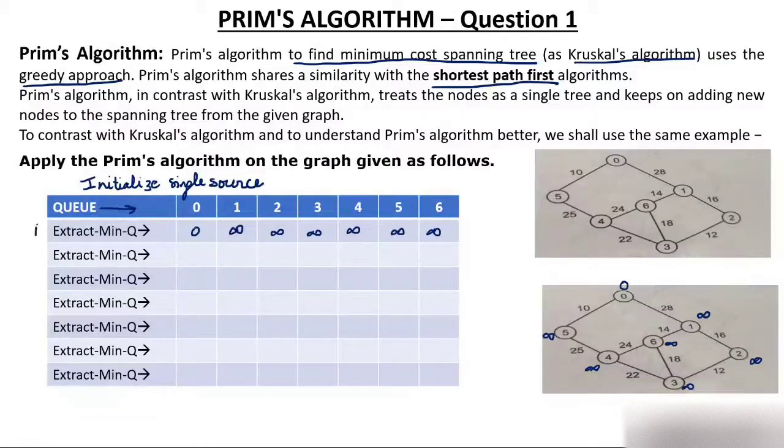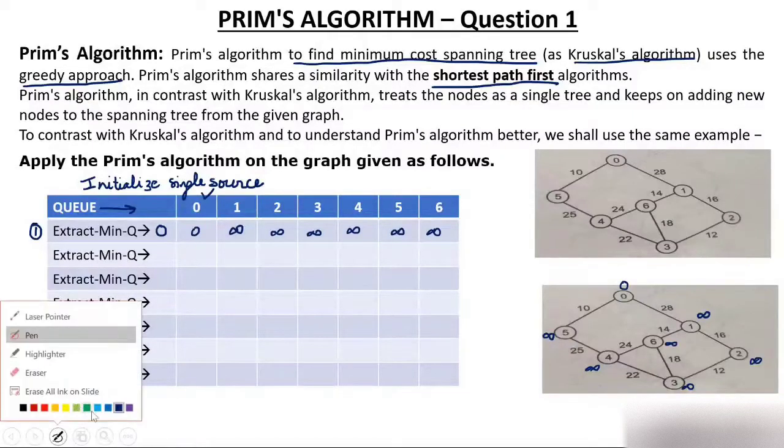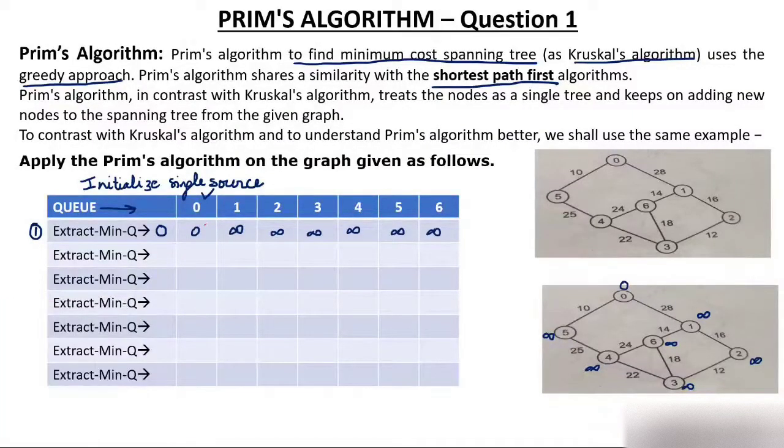Now in the first step, you have to extract an element from the queue. Extract minimum from the queue. Which is the minimum distance? The node having 0 has the minimum distance, so I'll extract this node. I've already processed this node, so I'll not touch it again. So I have ticked this node. Let me change the color of my pen now.